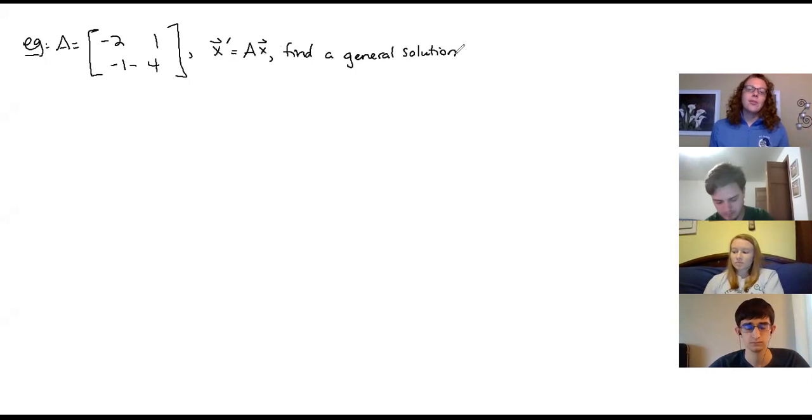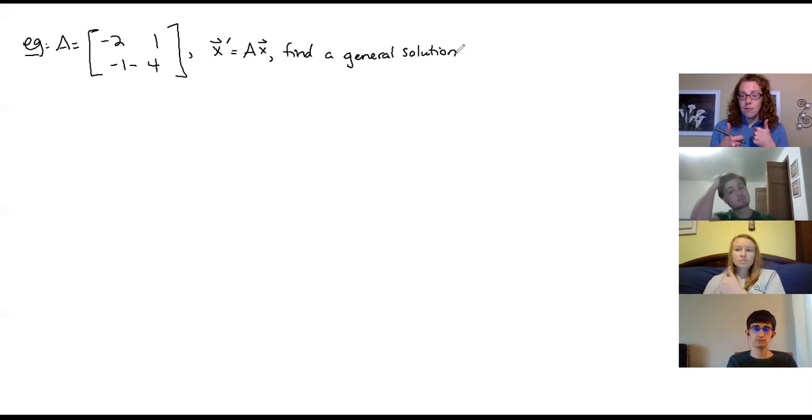So same process we've been working with all the way through this chapter. A equals -2, 1, -1, -4. I'm looking at the differential system of equations, vector x prime equals A times vector x, and I want to find a general solution. Two things I have to check: constant coefficients and homogeneous. Constant coefficients and homogeneous, we're good on both of those. Thumbs up, cool.